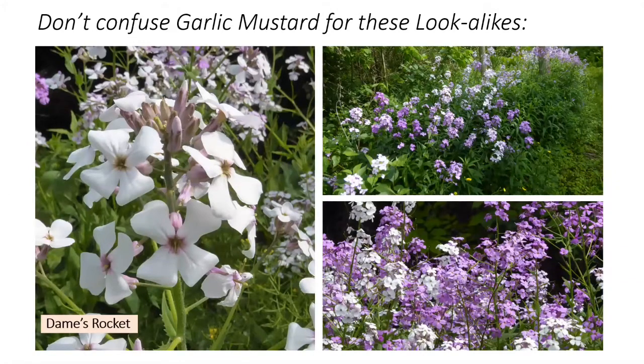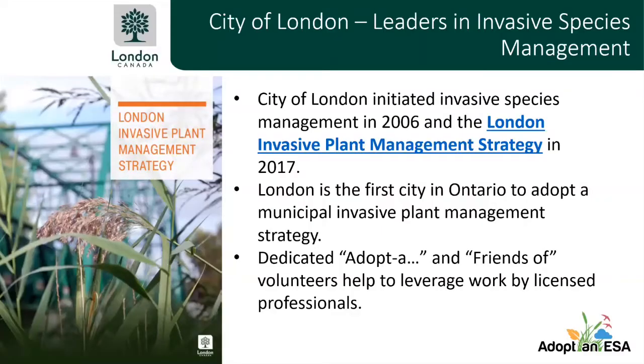Dame's rocket as well is another non-native invasive plant from the mustard family. It has these pinkish purple flowers and grows in abundance. It starts flowering just slightly after garlic mustard, and because of how much it spreads like garlic mustard, sometimes people might confuse the species. Okay, and with that, I will pass it on to Linda.